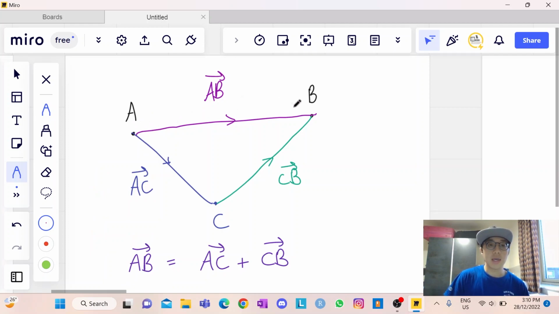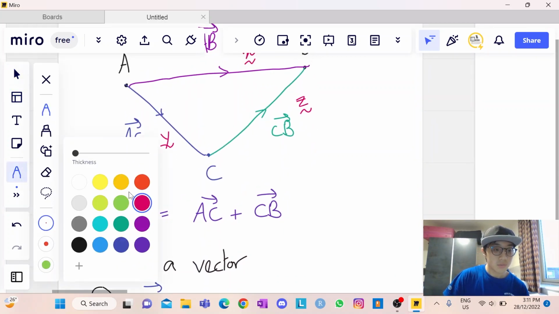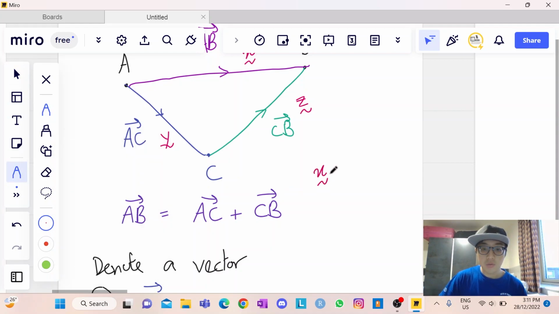I would denote A to B as X, with a wavy line, and then A to C as Y. It doesn't matter how you denote them. You will say let Y be A to C, and C to B will be Z. So this equation will now be equivalent to X equals Y plus Z.